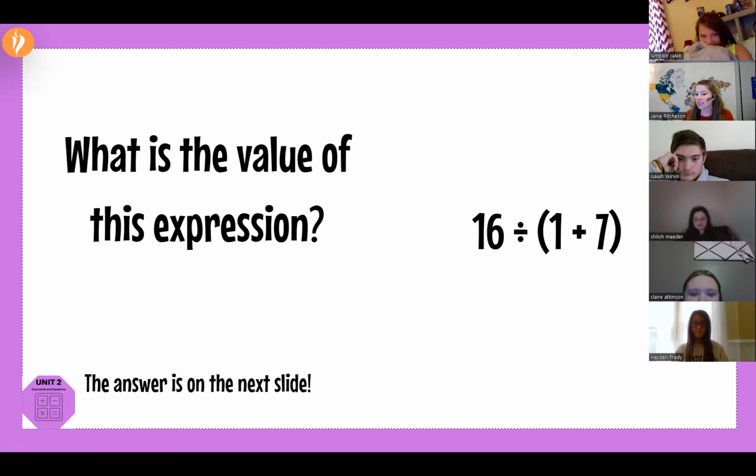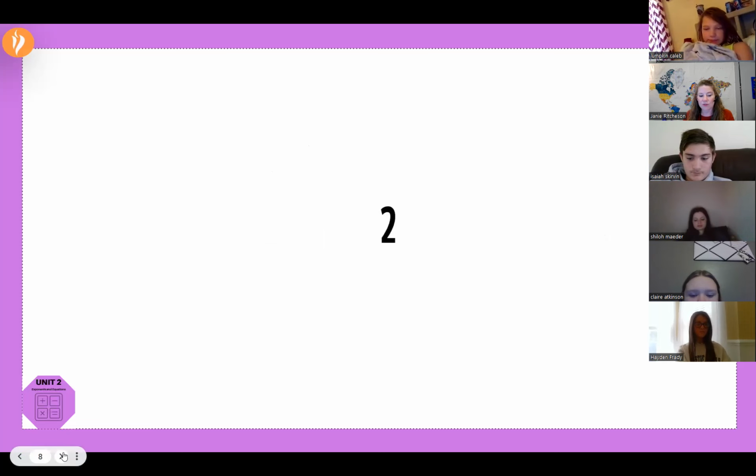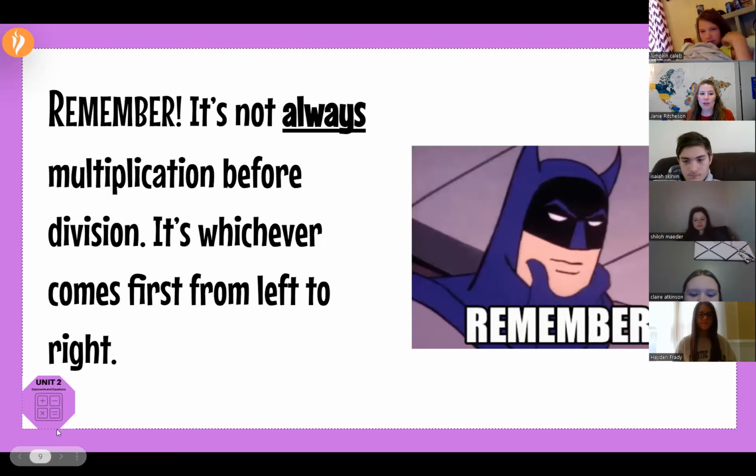So 7 plus 1 is 8. We got to do operations in the parentheses first. So what's 16 divided by 2? Yep, the final answer is 2. And all of these have the answers on the next slides. All right, remember, it's not always multiplication before division, whichever comes first in the problem from left to right.